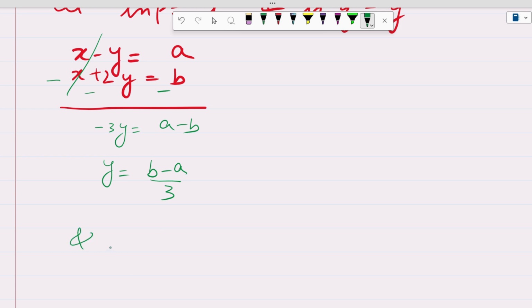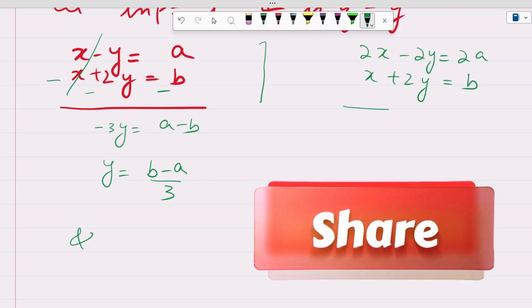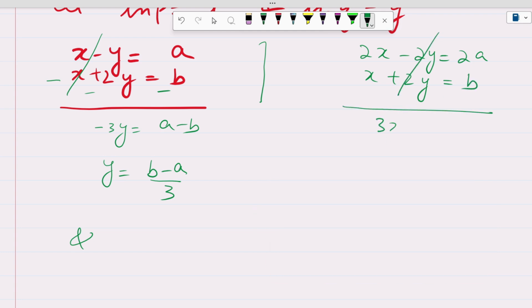And x, you can solve it right from scratch, or you can substitute the value. We can solve these equations again. We multiply the first equation with 2: 2x minus 2y equals 2a, and x plus 2y equals b. As a result, these variables will be cancelled out. 3x equals 2a plus b, so x equals 2a plus b over 3. We can also substitute this value of y in this expression to find the value of x.